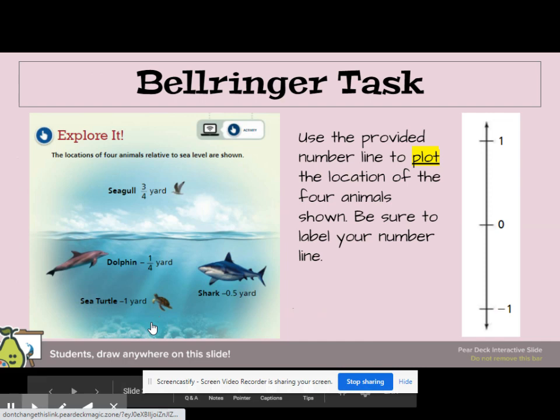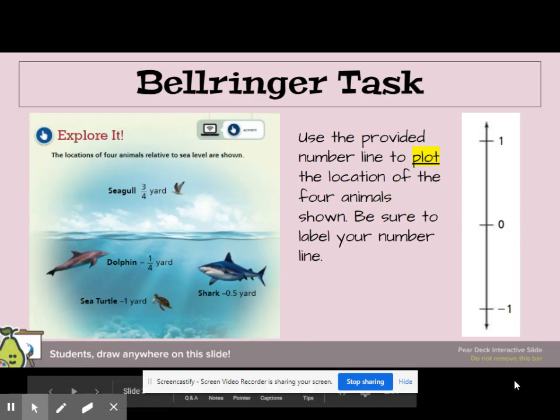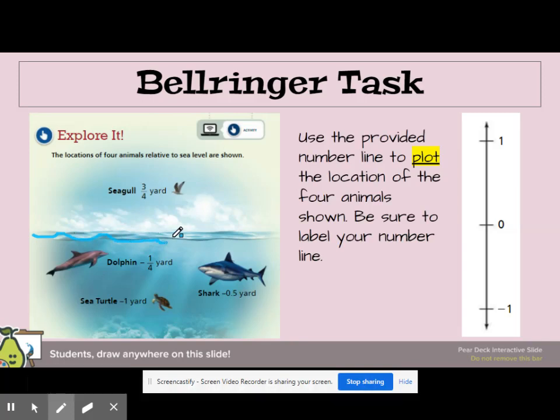So the first question we're going to do is a bell ringer question, okay? And the students did this through Pear Deck. You can see the little pear down there. That means that they were actually able to draw on the screen. So this is the question. It says the locations of 4 animals relative to sea level are shown. Now remember, sea level is this water line right here. Sea level on a number line is 0 because it's not above, it's not below, not positive or negative.